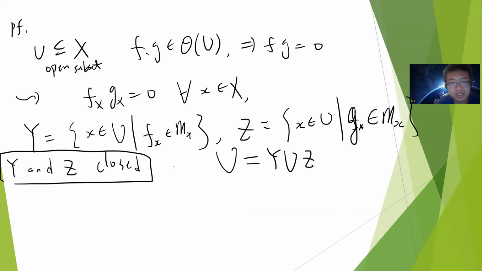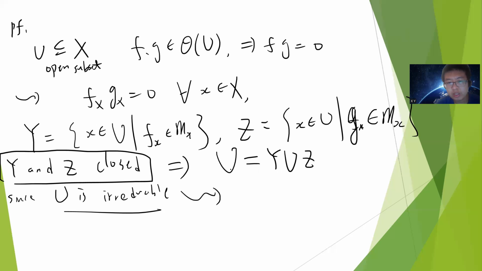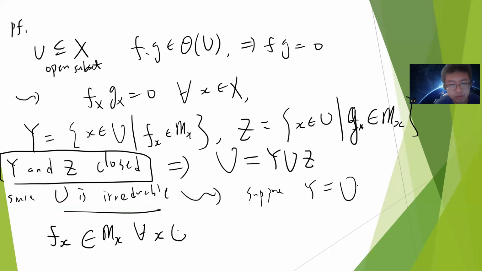So we have this. Okay, now since U is irreducible, because a subset of an irreducible space is irreducible, right? This tells me that Y equals U or Z equals U. Okay, so let's suppose Y equals U. If Y equals U, what does this tell you? This tells you that f(x) belongs to m_x for all x belonging to U, right?